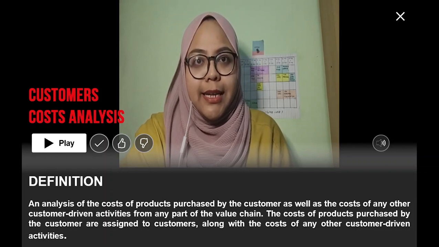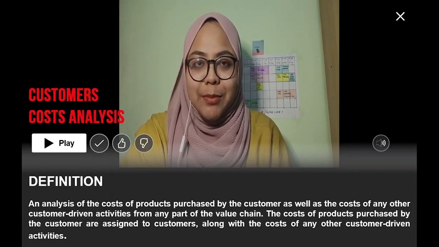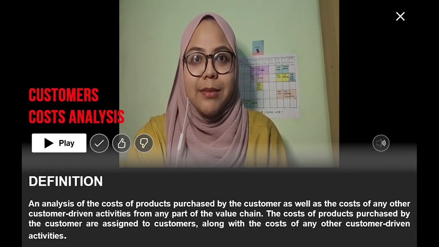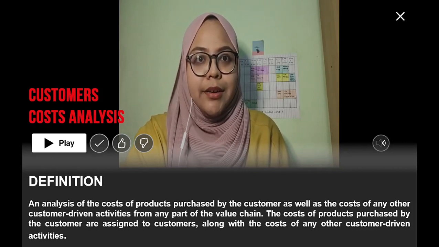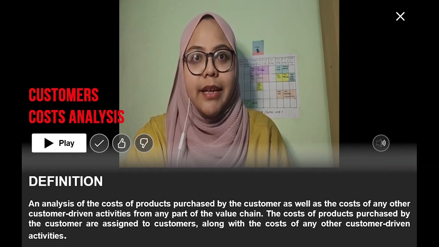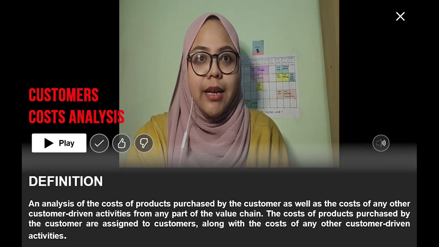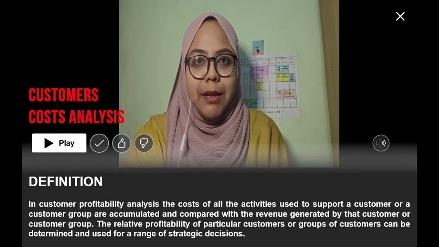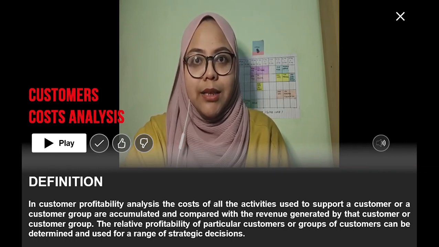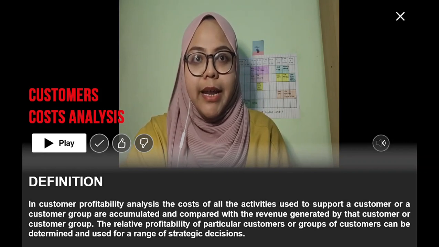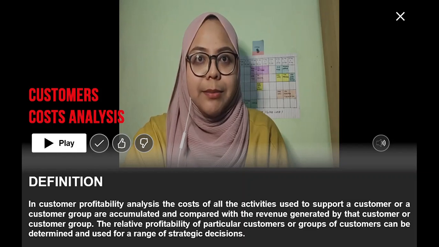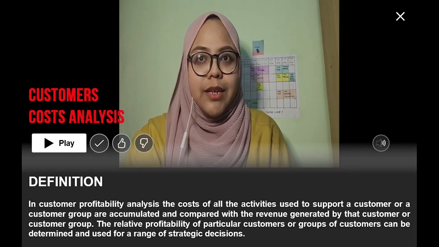Okay, customer cost analysis and its purpose. What is customer cost analysis and its purpose? It is an analysis of the cost of products purchased by the customer as well as the cost of any other customer-driven activities from any part of the value chain. The costs of the product purchased by the customer are assigned to the customer along with the cost of any other customer-driven activities. In customer profitability analysis, the cost of all activities used to support a customer or a customer group are accumulated and compared with the revenue generated by that customer or customer group. The relative profitability of particular customers or groups of customers can be determined and used for a range of strategic decisions.